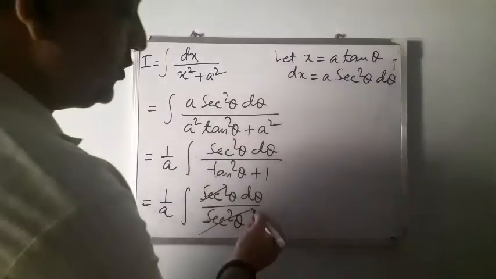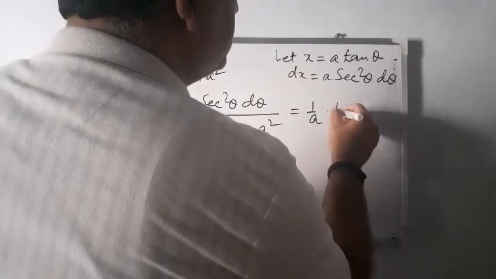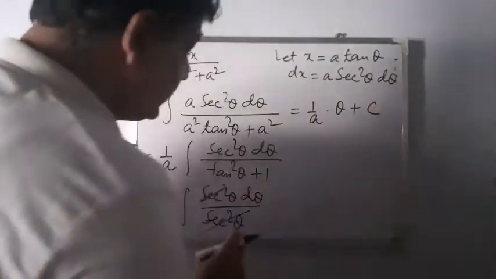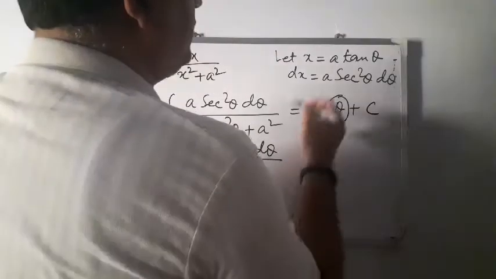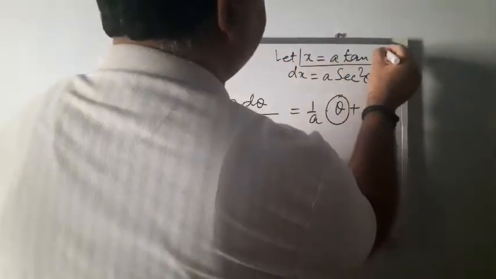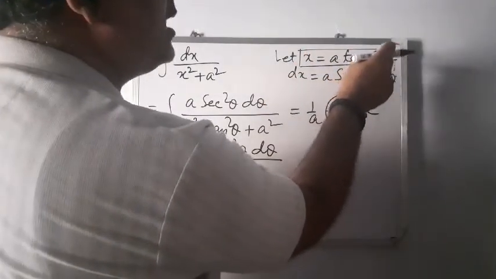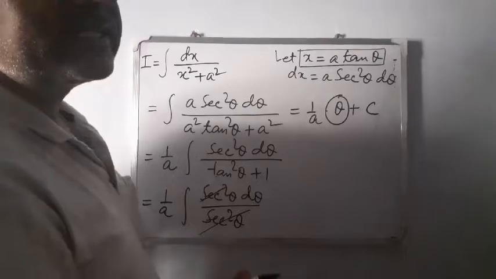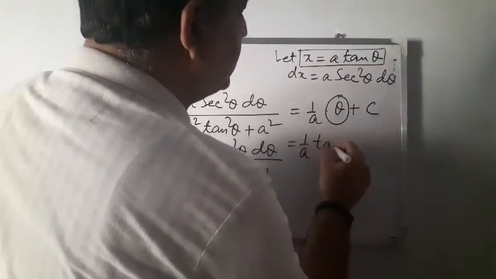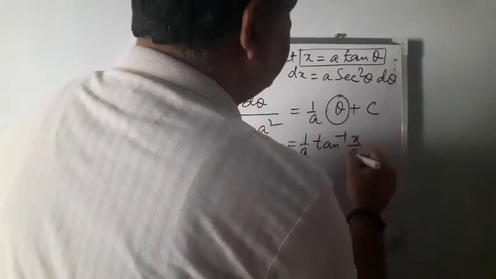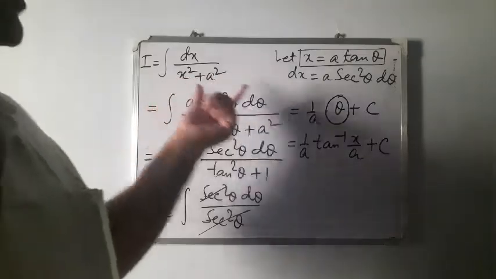So what will you get? You will get integral d theta, and the answer will be 1 by a into theta plus c, because integral of d theta is theta. Now we have to put the value of theta. We have assumed x is equal to a tan theta. So from here we can see x by a is equal to tan theta. So theta is equal to tan inverse x by a. So we can write 1 by a into tan inverse x by a, and then plus c we can easily write. So this is your proof of the first formula.